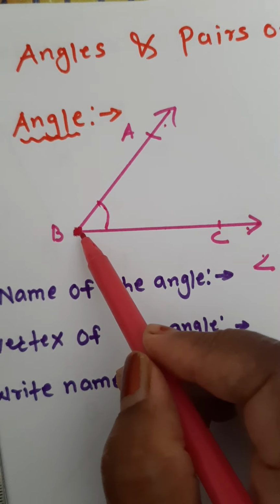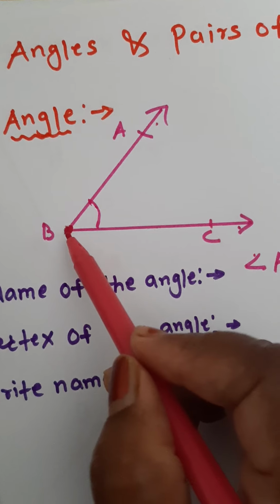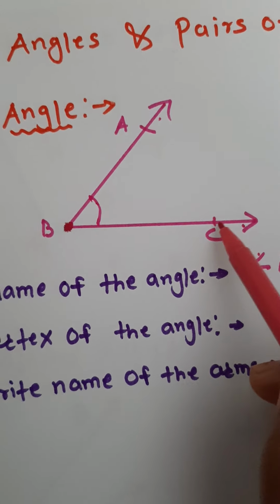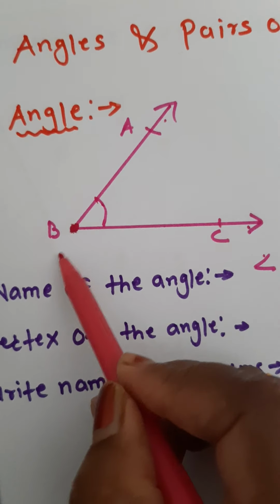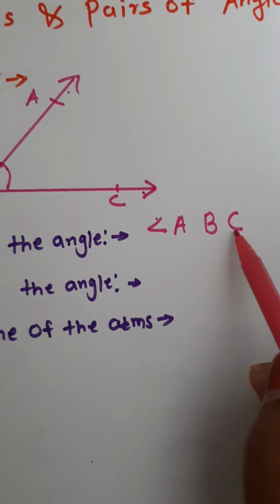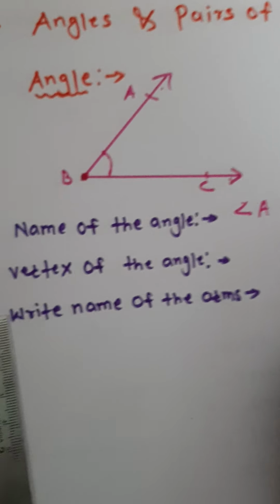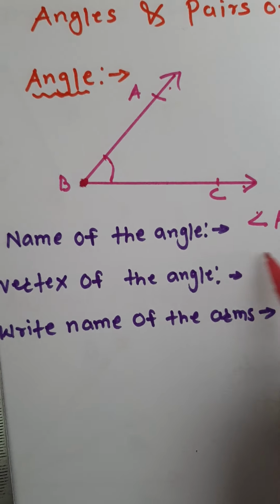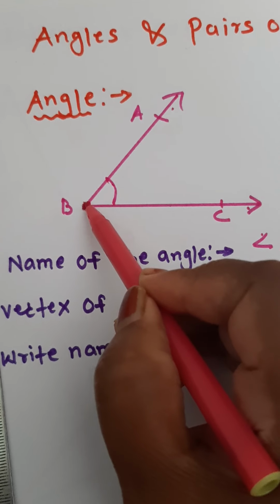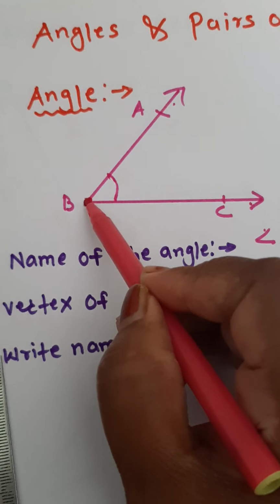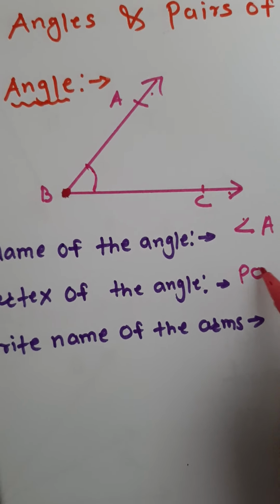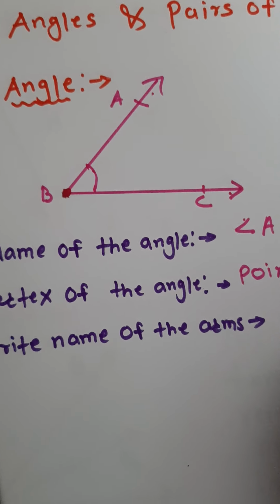You can use the single letter also. Which three ways I have told you? Angle ABC, angle CBA or angle B. So here the name of the angle is angle ABC. Then the vertex of the angle. Where these two different rays meet each other, that point is called the vertex of the angle. So here the vertex of the angle is point B.